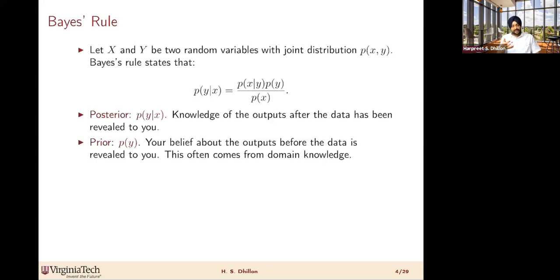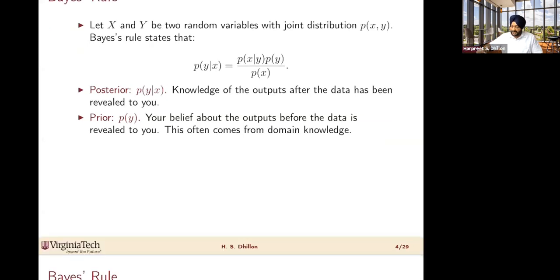Now, P of y, the marginal of y, represents the belief about the outputs before the data is revealed to you. For example, if you are tossing a coin and you have some prior knowledge about the behavior of that coin, that will go into the prior P of y. This often comes from domain knowledge. So this is a prior, and it will be useful in our MAP setting.